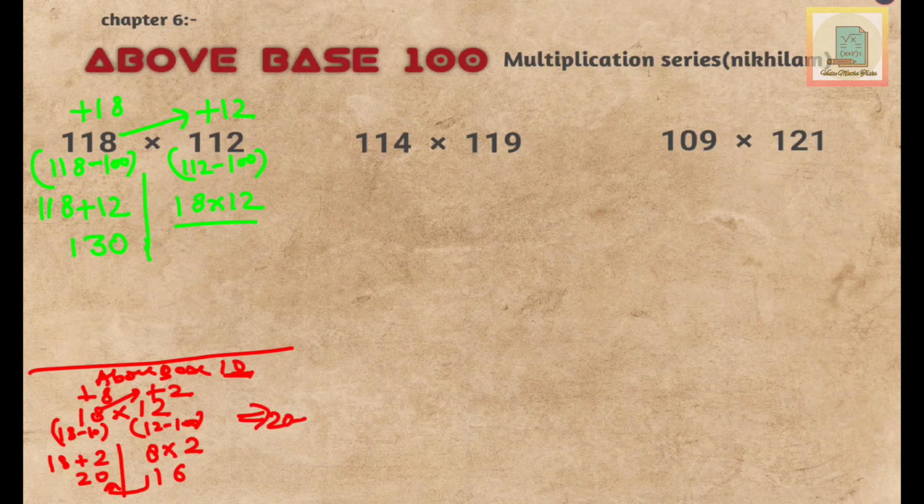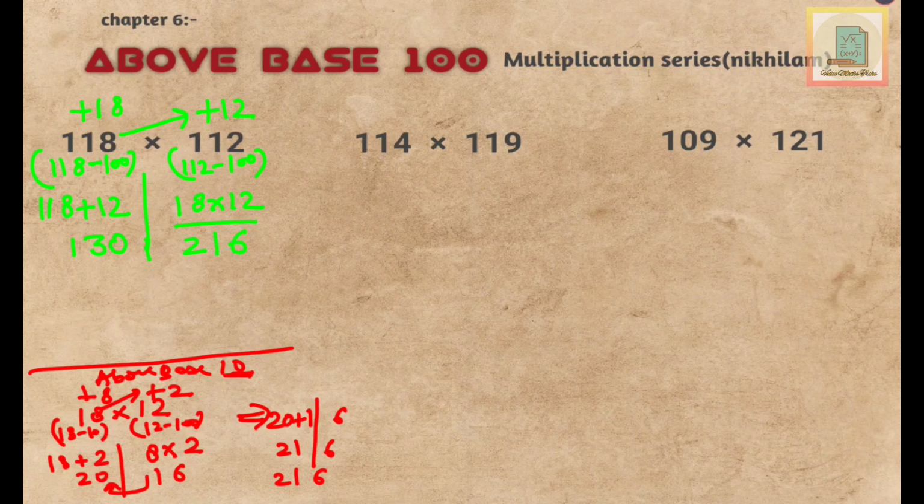So 20 plus 1 in the first partition, and in the second partition we're left with 6. So 21 and 6, so 216 is the answer. Now the answer for 18 multiplied by 12 is 216.